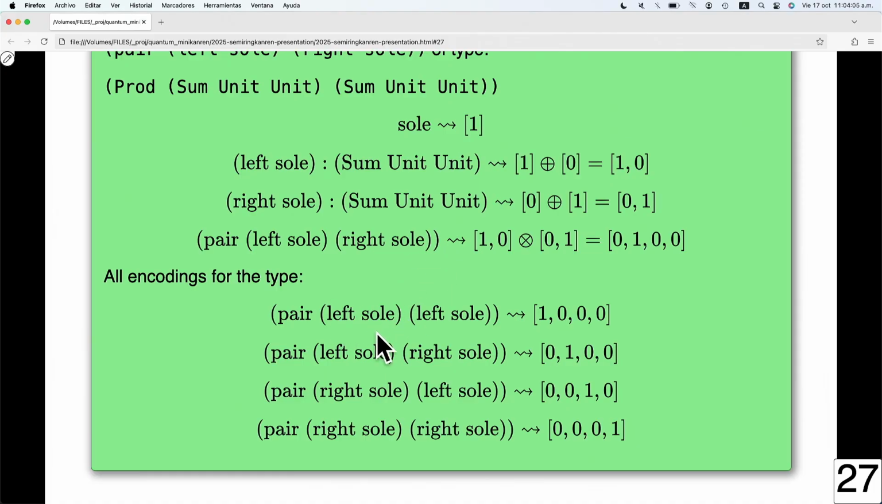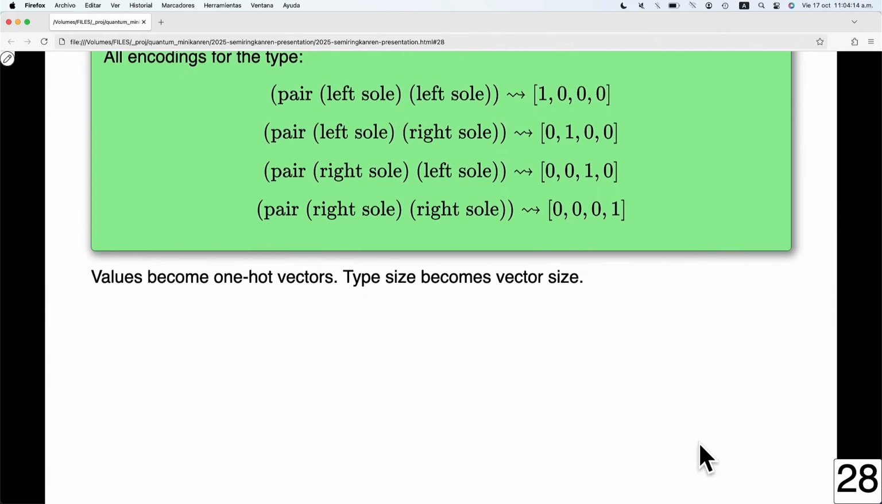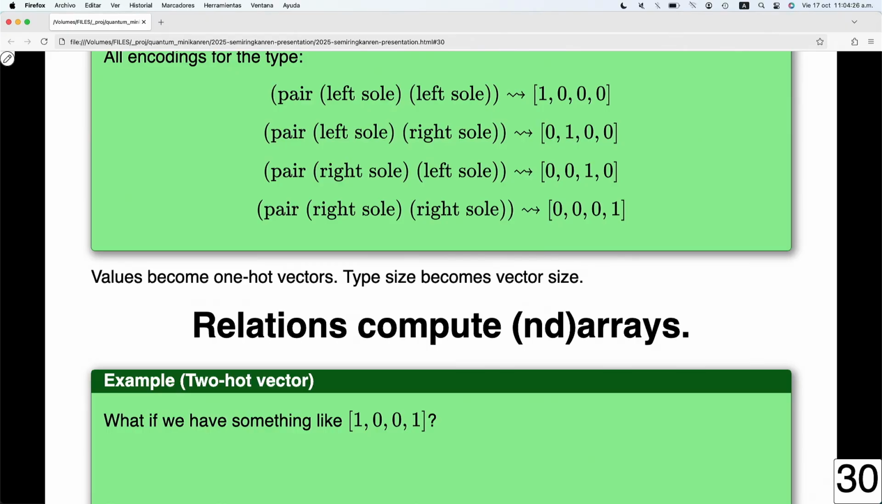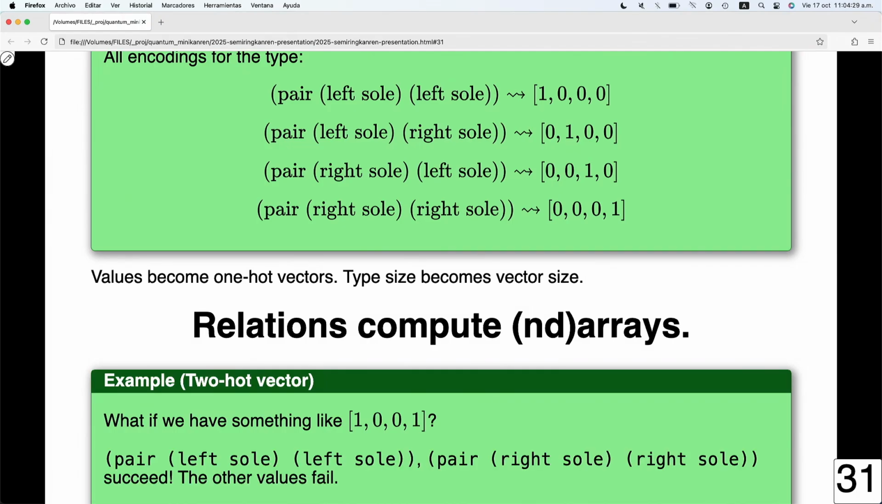We can see that for each value of the type, we get a vector that has a 1 in one location and zeros in all the other locations. So values become one-hot vectors, and the size of the type corresponds to the size of the vector. But what if we have more than one 1 in the vector? As mentioned, relations compute n-dimensional arrays. So this can be seen as a relation where the pair of two lefts or pair of two rights succeed, because the one in the first entry corresponds to pair of two lefts, and the one in the last entry corresponds to pair of two rights. We've got both of them there, so it's a relation where they both succeed.